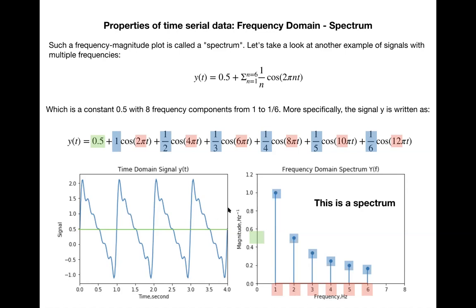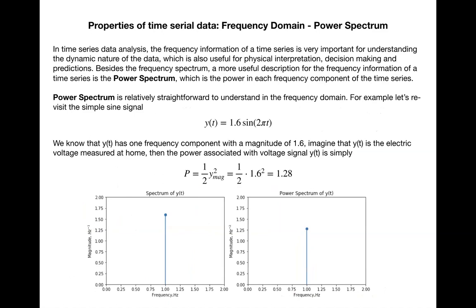So in the frequency domain, if we plot the magnitude of a sine wave as a function of frequency, that's called a spectrum. And if you're familiar with engineering applications, we know that for a sine wave, its power is the square of its magnitude divided by 2. So the power of this signal will be 1/2 times 1.6 squared, which equals 1.28.